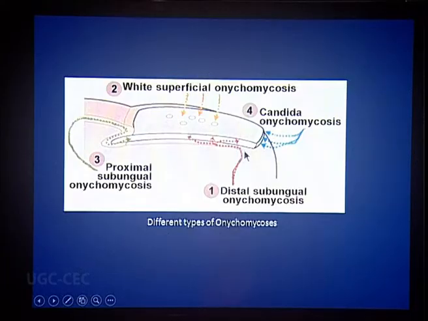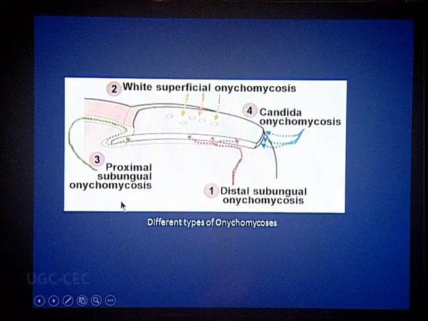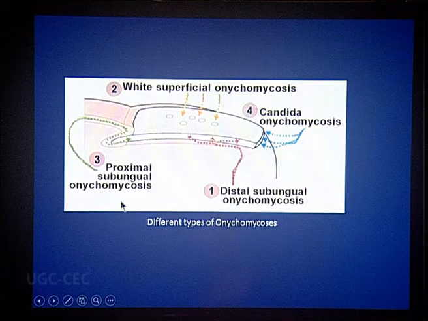Now let us consider the different types. It can be distal subungual onychomycosis, the region where it is affected just below the nail. Or it can be white superficial onychomycosis, represented by white spots on the lunula of the nail. It can be proximal subungual onychomycosis, at the back of the nail where there is a fold of the skin. Or it can be inside the nail through Candida spores, and specifically it is called Candida onychomycosis.